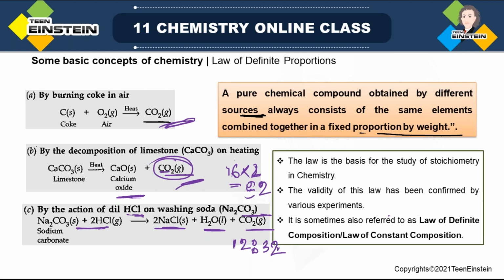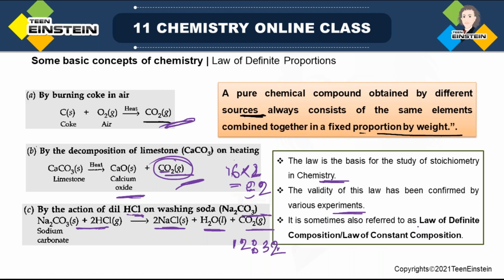So some more information for this law. This law is the basis for the study of stoichiometry in chemistry, because you will see each time when we are checking the stoichiometry, it is same. Okay, 12:32. The validity of this law has been confirmed by various experiments. So as in this case, you are seeing total 3 different types of reaction, but in all these cases you can produce carbon dioxide gas. But whatever method you are following, you are always getting same elements combining together in a fixed proportion by weight.